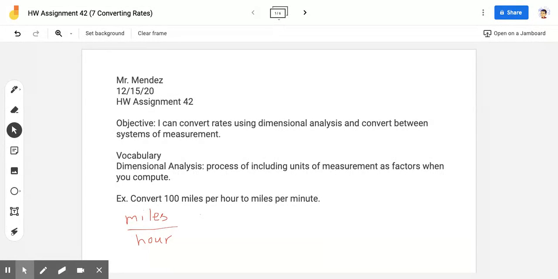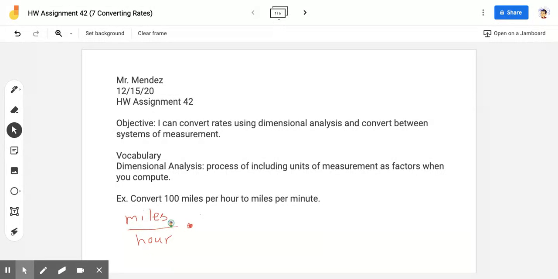And here's the first example that I'm going to give. Let's say I wanted to convert 100 miles per hour into miles per minute. If I want to convert miles per hour into miles per minute, I would multiply however many miles per hour that I have by something to figure out our miles per minute. I already have miles, so I'm good. But I want to get this hours to be minutes.